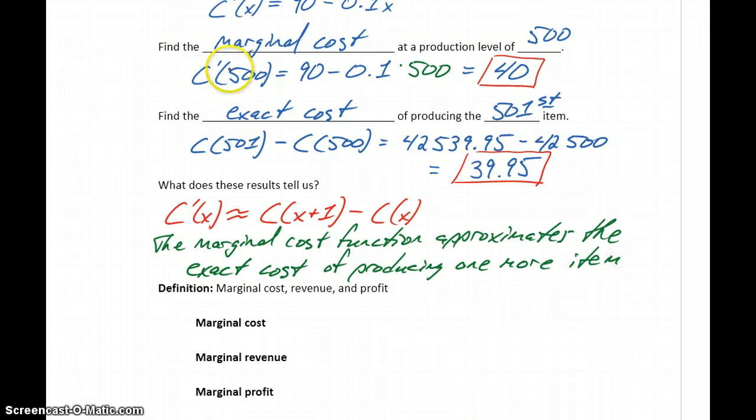So when we look at the marginal cost function, we evaluate that for some production level. In this case, we evaluated that at x equals 500. This tells us that to produce one more item, that next item is going to cost us an additional $40 to produce, approximately. And again, we're getting a very close approximation here. The difference between $39.95 and $40 is pretty negligible. So when we look at the marginal cost, we're evaluating the cost to produce one more item, if we increase production by one more unit.